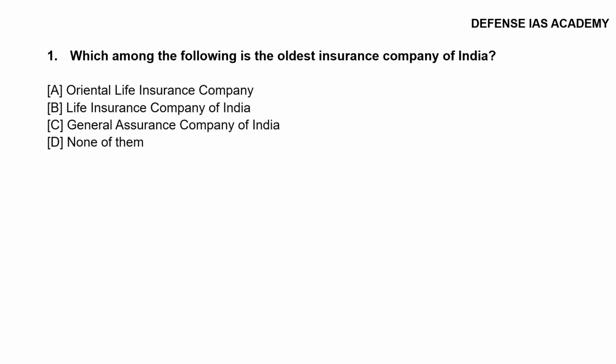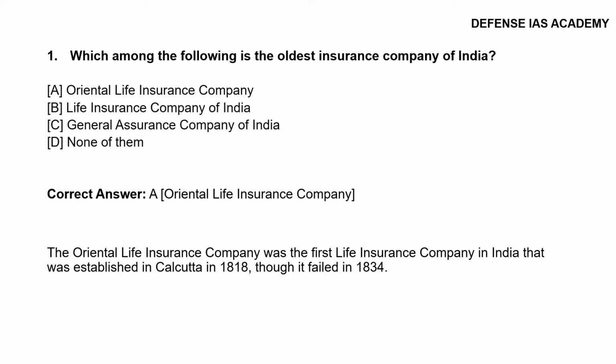Question 1. Which among the following is the oldest insurance company of India? The correct answer is option A, Oriental Life Insurance Company. Now a little bit about Oriental Life Insurance Company. It was the first life insurance company in India in the year 1818, though it failed in 1834. So the life of the Oriental Life Insurance Company was from 1818 to 1834.